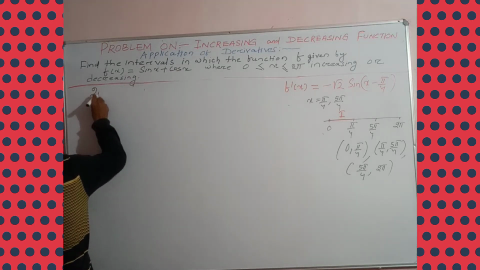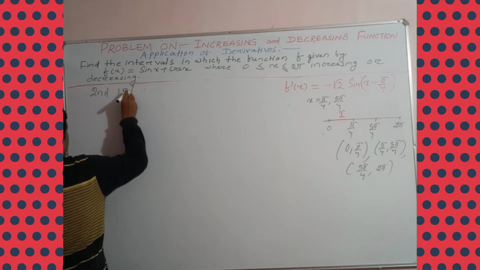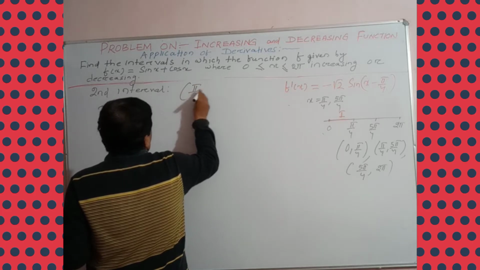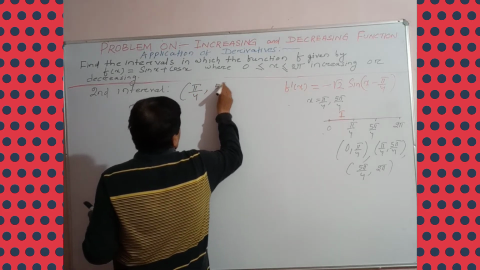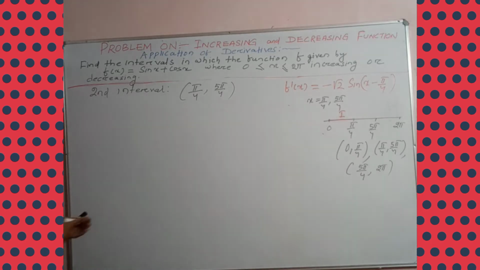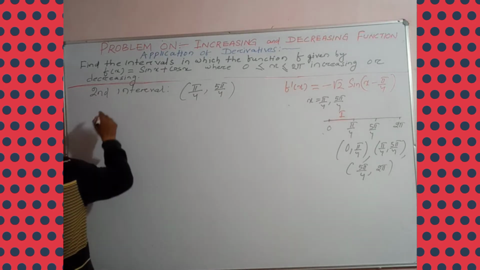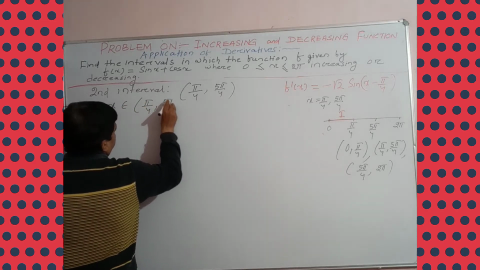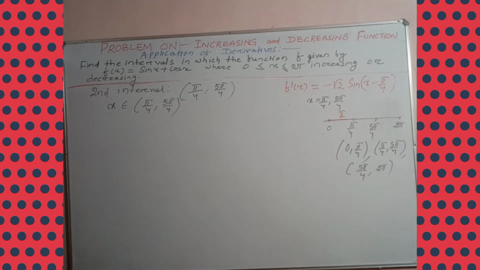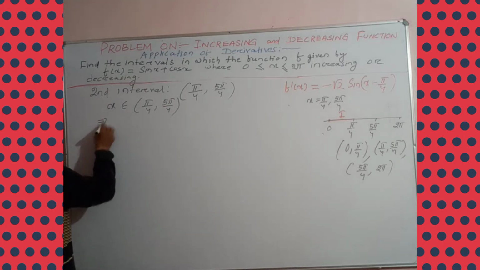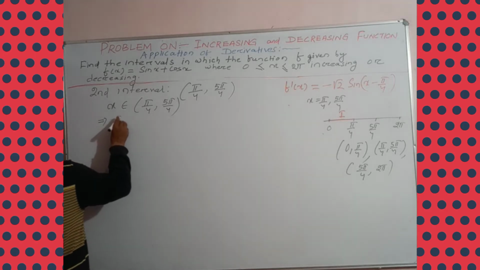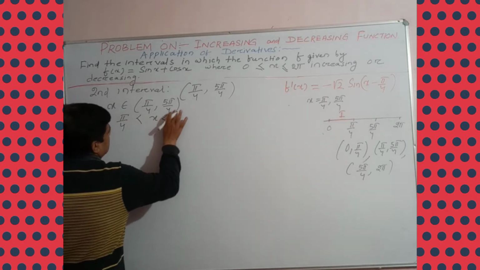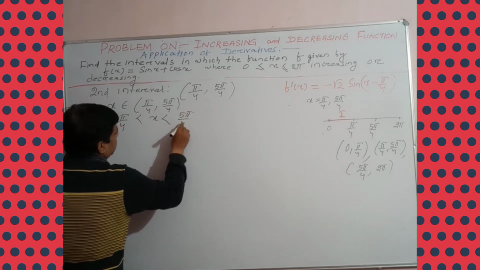Now let us come to the second interval. What is the second interval? Another interval is pi by 4 to 5 pi by 4. It means here x belongs to pi by 4 and 5 pi by 4, so the domain of the function lies between pi by 4 and 5 pi by 4. It means pi upon 4 is less than x is less than 5 pi upon 4.